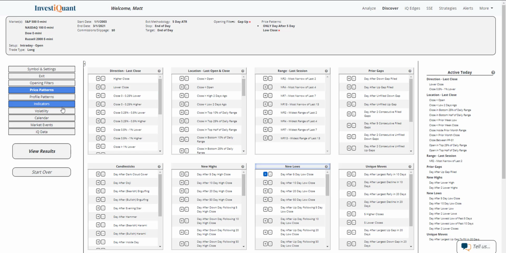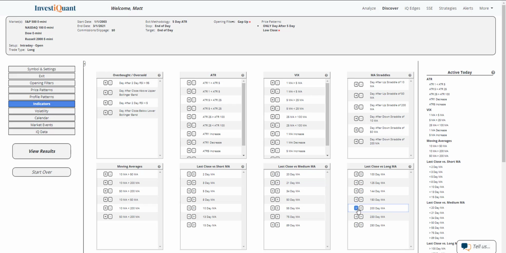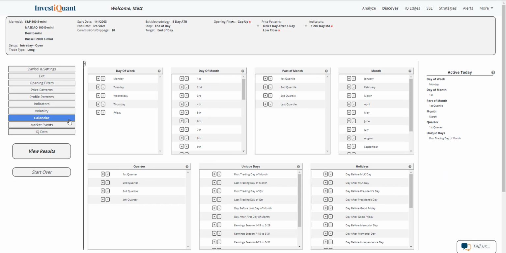Next, I'm going to go into the indicator section. I'm just going to put above a 200-day simple moving average. Usually I use a 10 and 200, but I want to keep as many samples as possible. And by using that 5-day low close, that is putting a little bit of weakness in here, which is kind of similar to being under a 10-day simple moving average. And lastly, I'm going to go to the calendar section, and I'm going to say that today is the first trading day of the month. That's the first option here in the unique days category. And now I can hit view results.